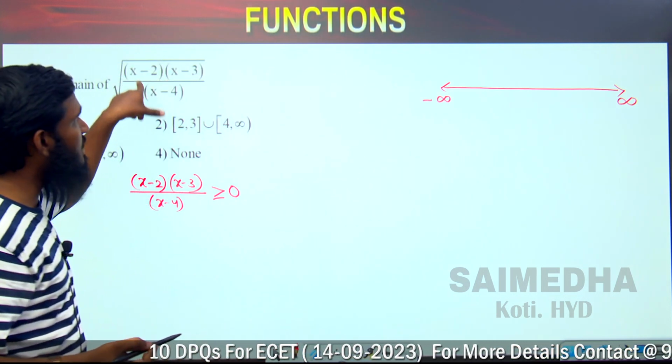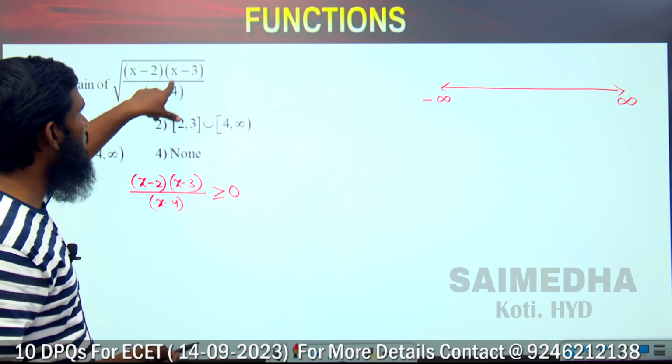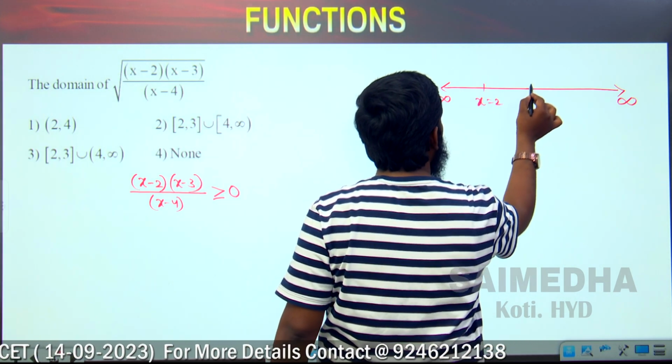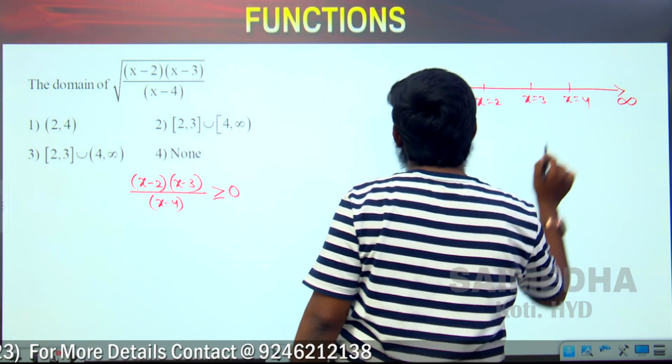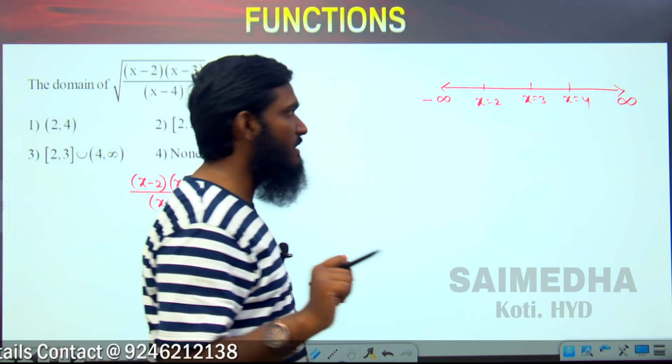Now how many factors are we having? 3 factors: x minus 2, x minus 3, x minus 4. So let us write them here: x equals 2, x equals 3, x equals 4. As many factors as we have, that many points we have to write. Okay, this part is completed.